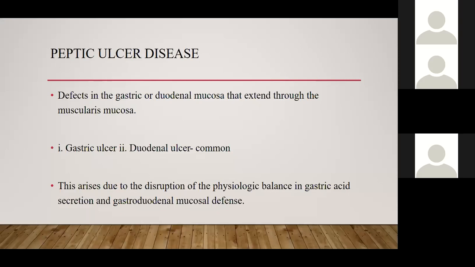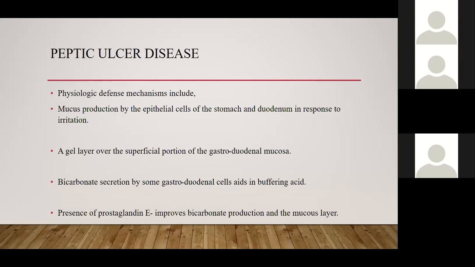Okay. So just as we talked about, there's a disruption in the physiologic balance between gastric acid secretion and the gastroduodenal mucosal defense, which we've talked about. So physiologically, these are the defense mechanisms we expect. The stomach or the duodenum should have epithelial cells that are making a lot of mucus, okay? And this mucus, then prostaglandin, all those things, they help produce the mucus, and then they protect the lining of the stomach and the duodenum, okay? There's also a gel layer which covers the superficial portion of the gastroduodenal mucosa.